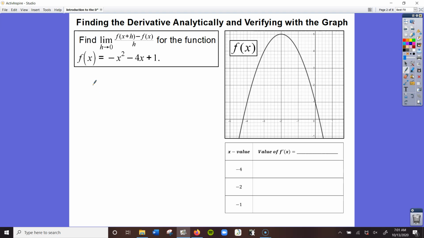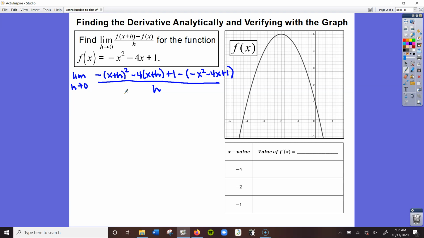So we're going to go ahead and find this limit. So we have the limit as h is approaching 0. We're going to do f of x plus h, meaning that I'm going to replace every x with x plus h. So negative x plus h squared minus 4 times x plus h plus 1. That's f of x plus h. Now I'm going to subtract all of f of x. So I'm going to open a parentheses so I remember that I need to distribute that negative. And all of this is over h.